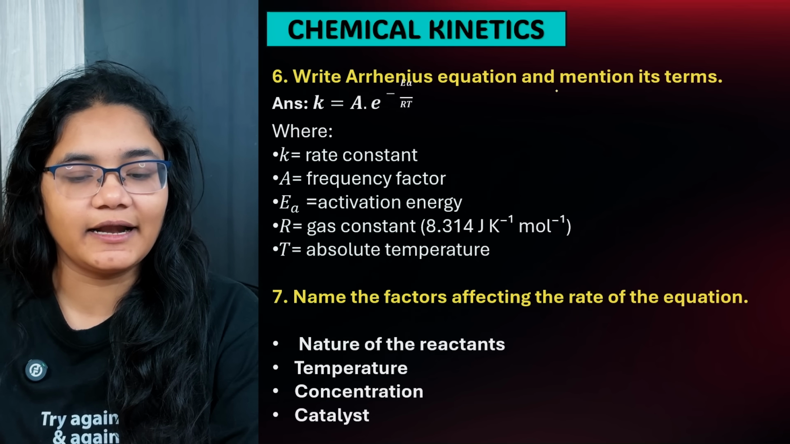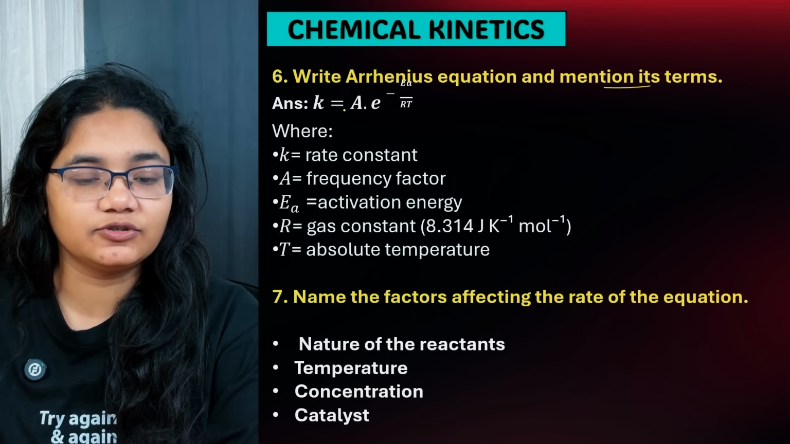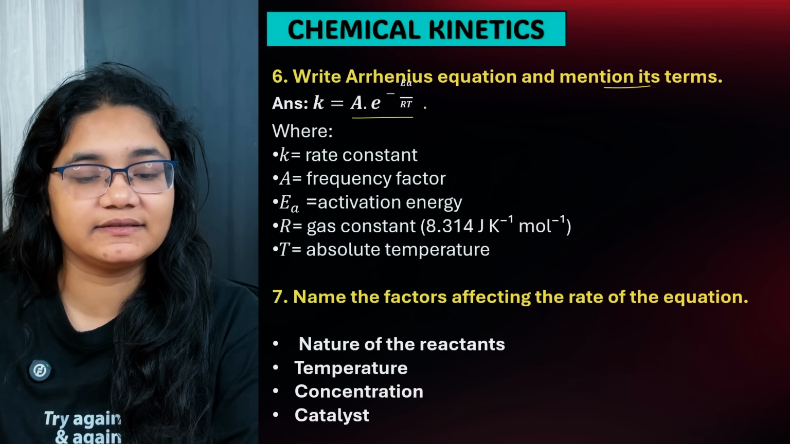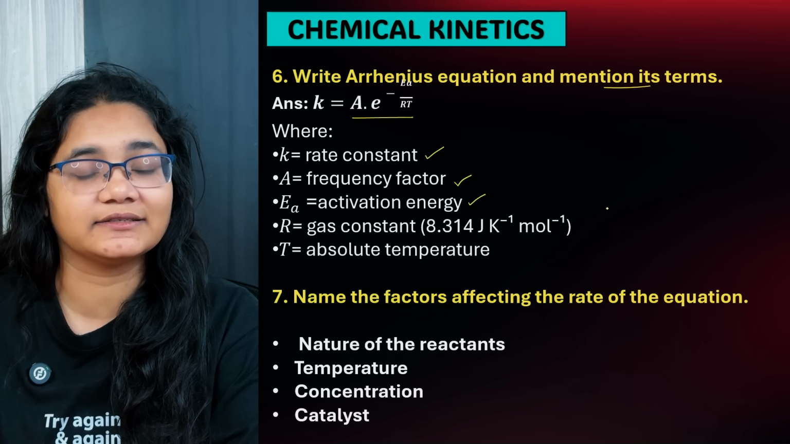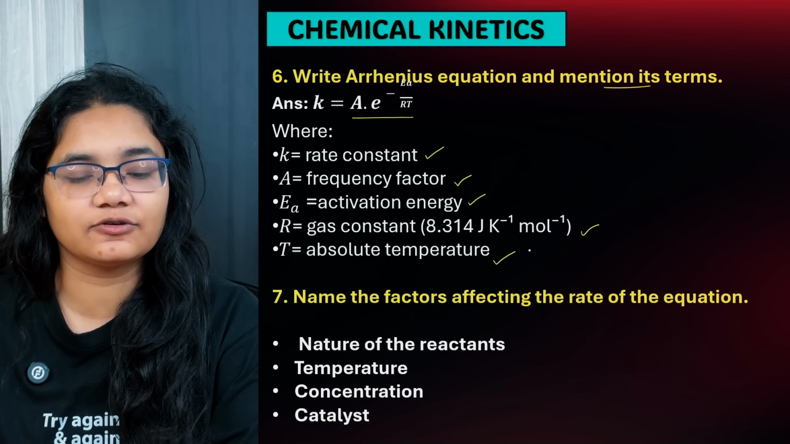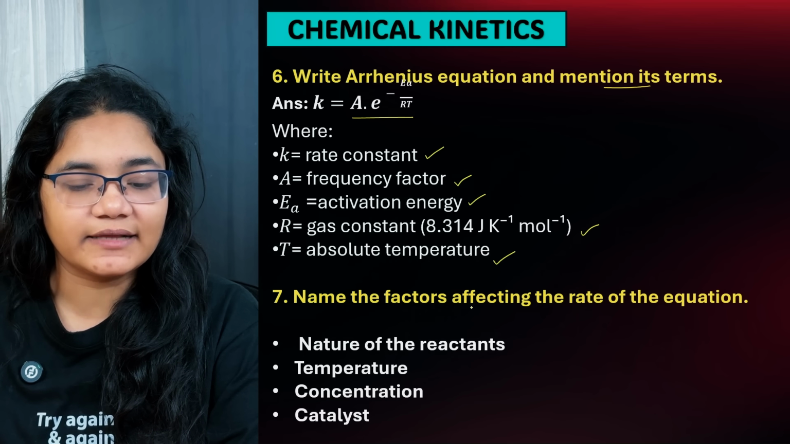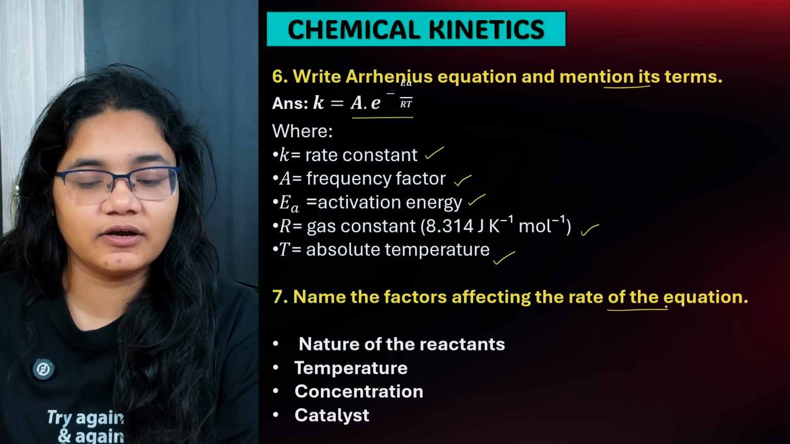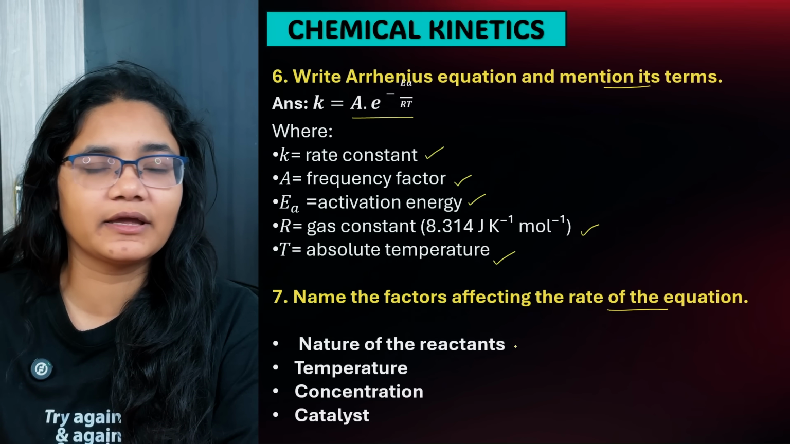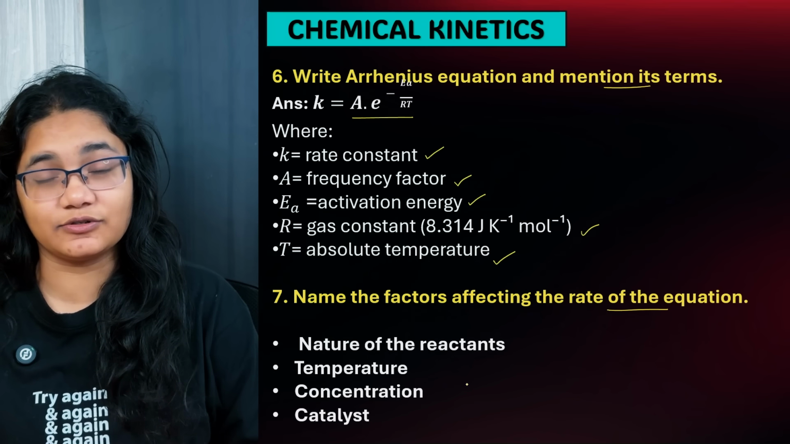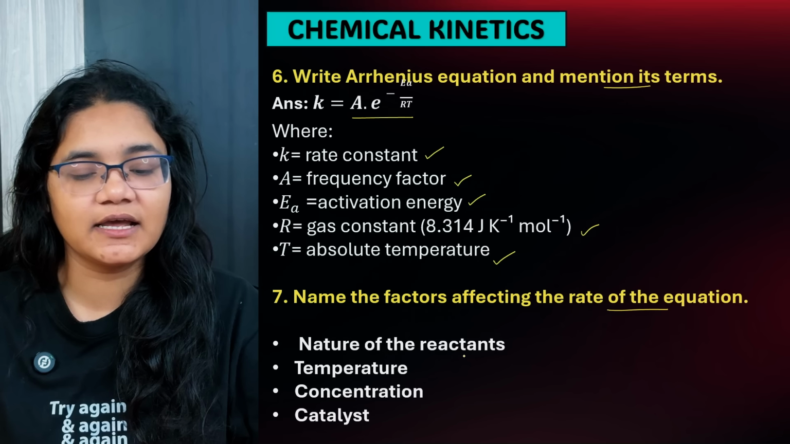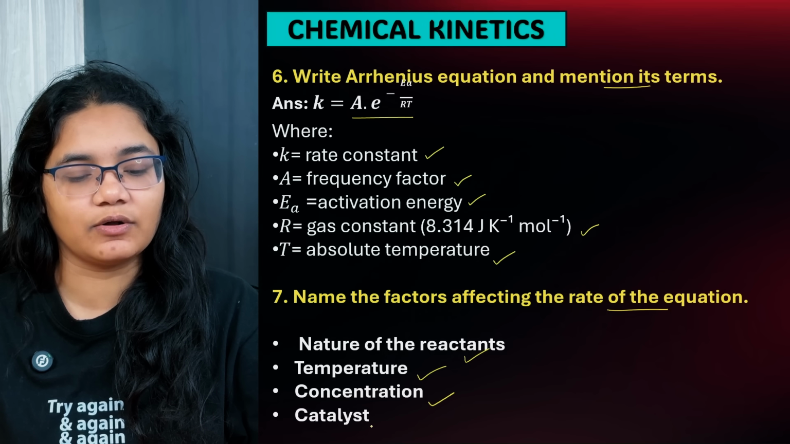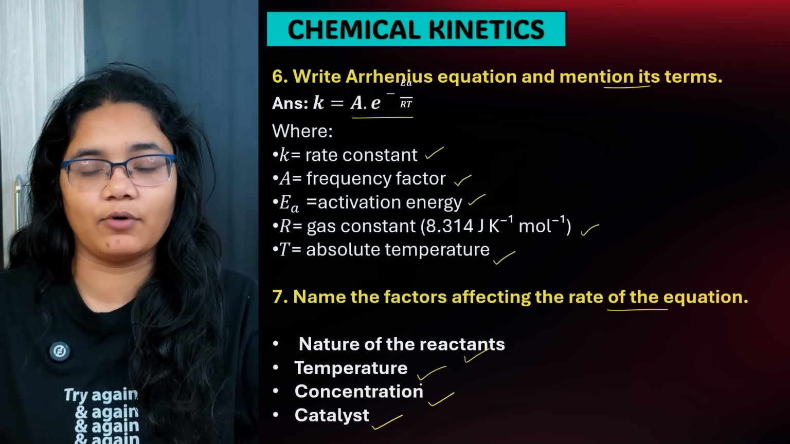Next question, write the Arrhenius equation and mention its terms. k equals A into e to the power of minus Ea by RT, where k is the rate constant, A is the frequency factor, Ea is the activation energy, R is the gas constant and T is the temperature. Next, name the factors affecting the rate of the reaction. This question can be in the 2-marker section, and can also be in the 3-marker section, where 2 factors or 3 factors can be asked. Nature of the reactants, temperature, concentration and catalyst are some of the important factors.